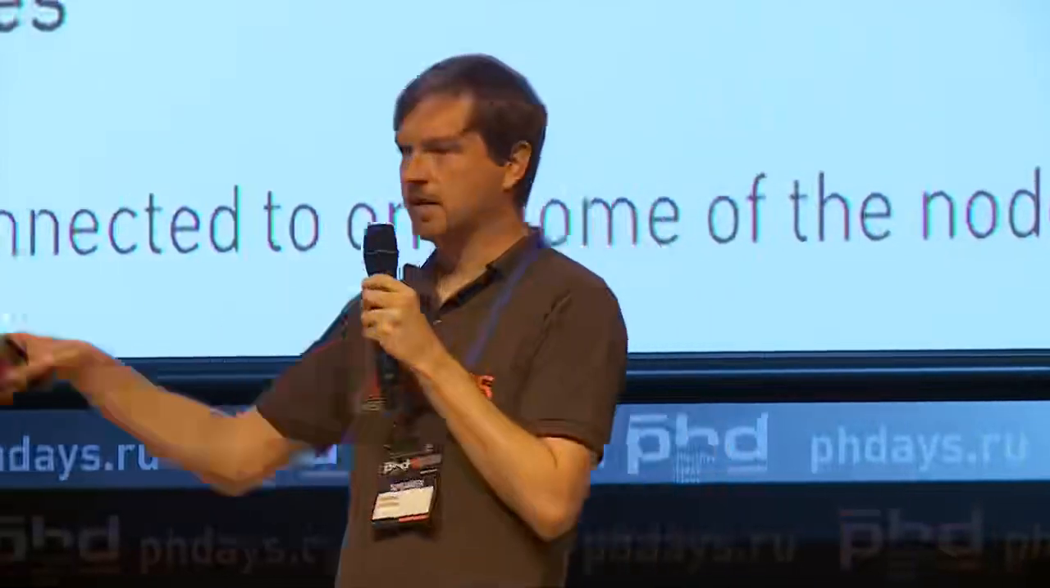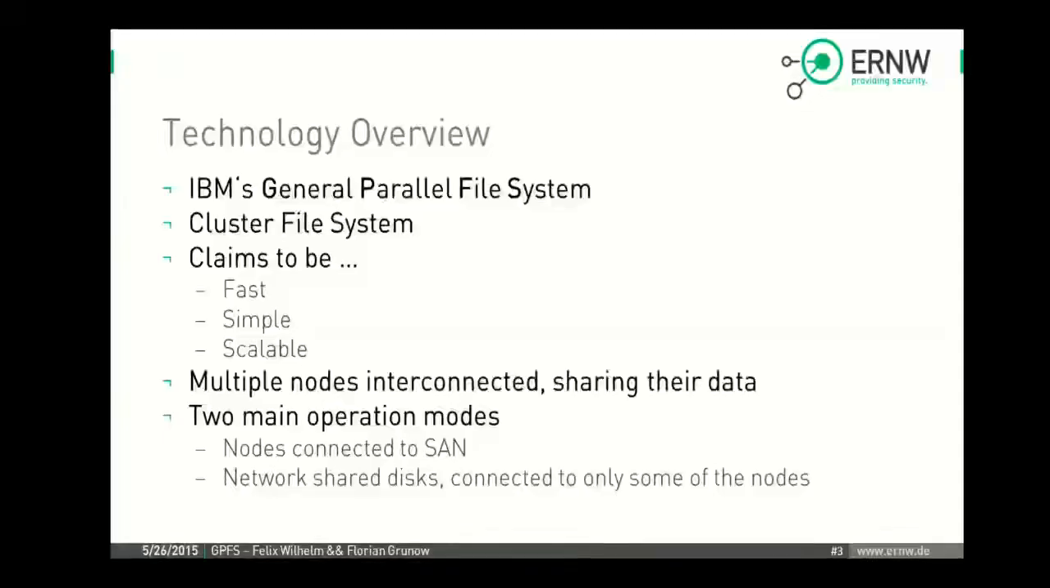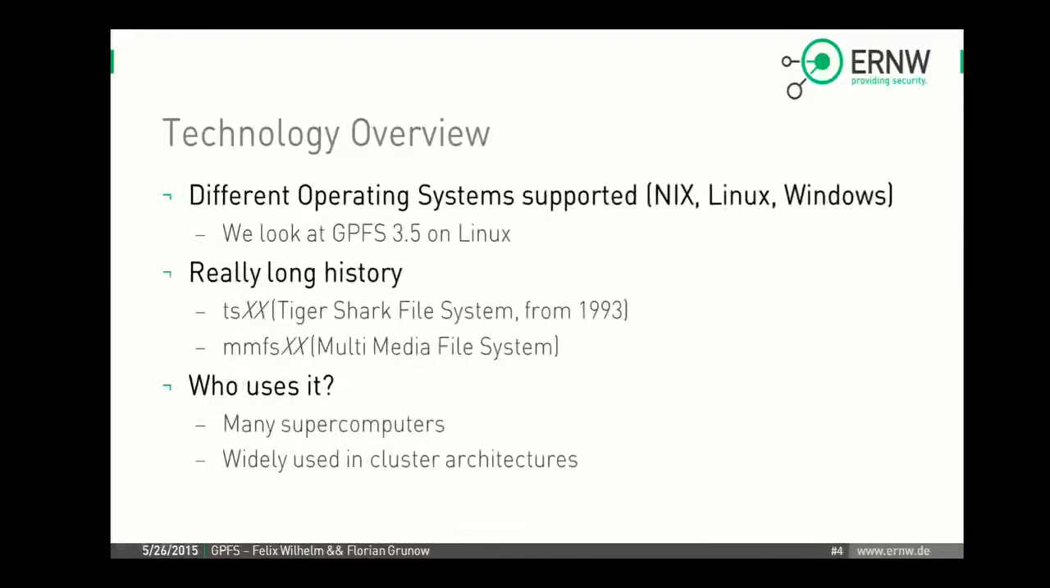It basically works like multiple nodes that get interconnected to each other, and you have two main operation modes. One is the SAN mode, which means that the nodes are connected to a SAN, and the other one is network shared disks, which means you have a disk on one of the nodes, and you can share this data that is on the disk throughout the whole cluster. There are different operating systems supported. Our research was based on GPFS 3.5 on Linux, and you can get it for Windows, for Unix systems, and for Linux, basically. They support all operating systems.